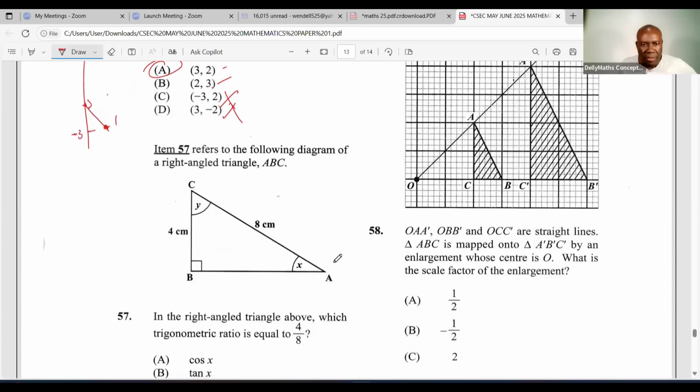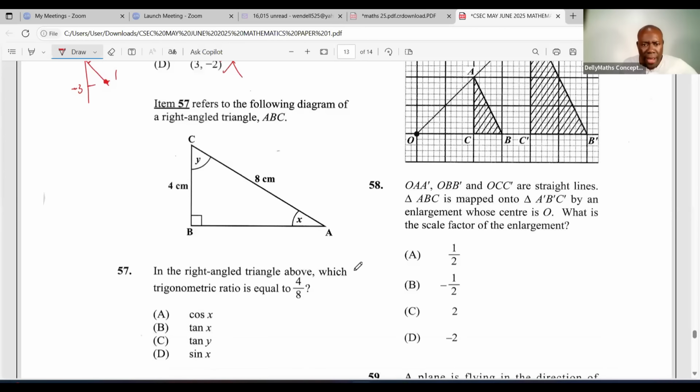All right, let's go. 57. We have a right triangle. Which of the trigonometric ratios is equal to 4/8? It's a repeat question. From X, it has to be sine, right? Yes, there's sine X. So from here, opposite over hypotenuse, 4/8. So sine X gives me that.